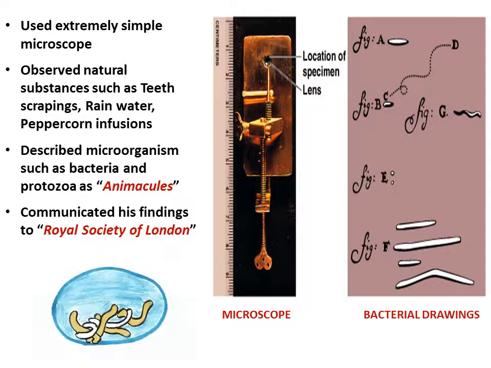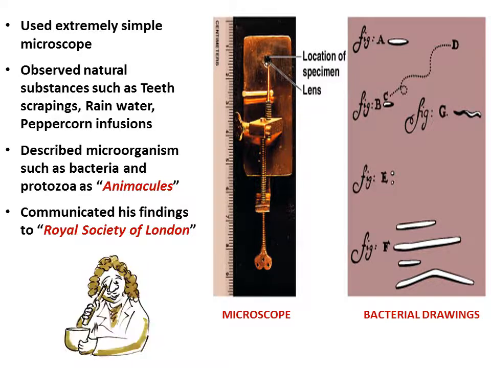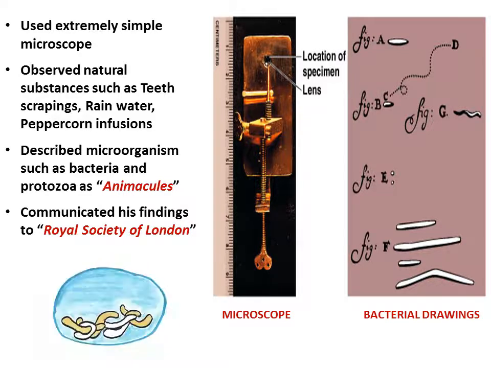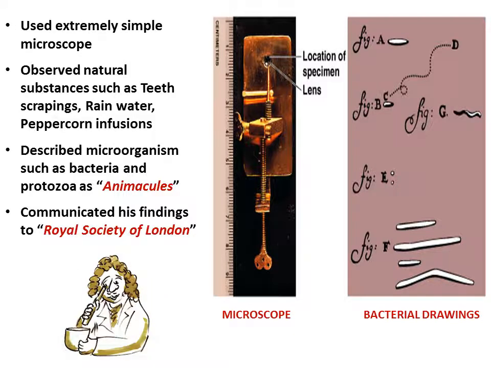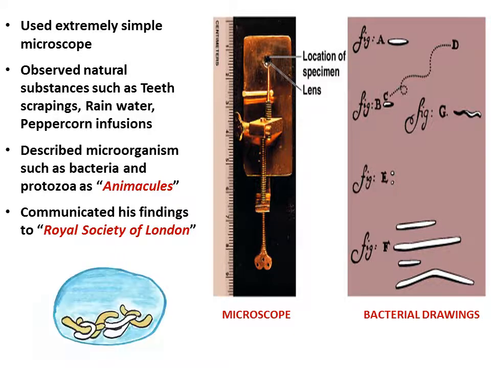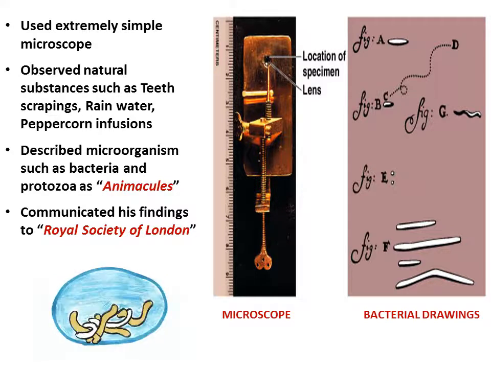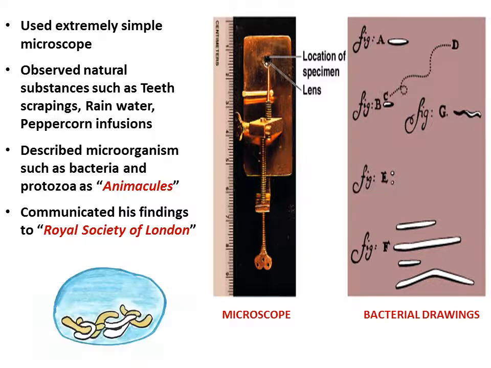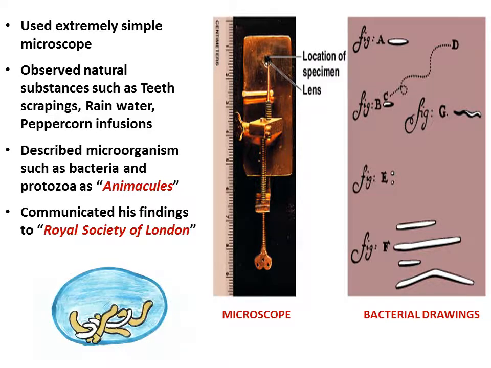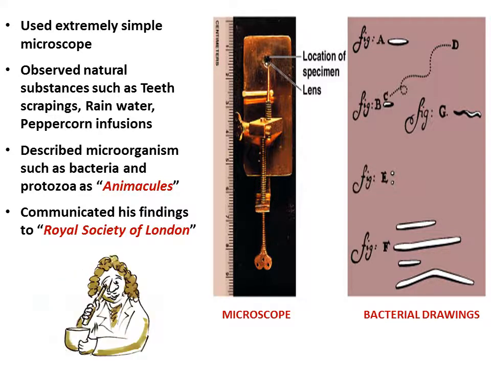And he saw several moving structures. He called all these animalcules. He was very scientific in his approach, in that he drew exactly what he saw. All these drawings, the bacterial drawings, were communicated to the Royal Society of London and almost created a revolution in microbiological studies.